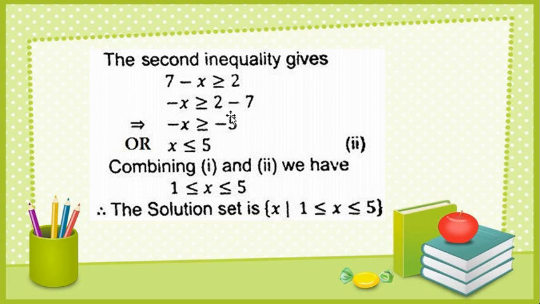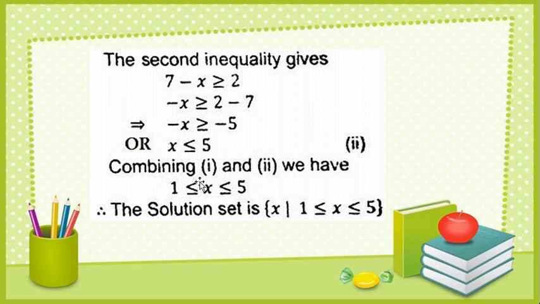Because they have opposite signs, they will be subtracted, and the sign of the greater value will come with the answer. And again, to remove that minus sign from the x, I will multiply the inequality with the negative sign. Minus minus becomes plus x, and this greater than or equal to will become less than or equal to, and this minus 5 becomes plus. So this is the solution of the second inequality.